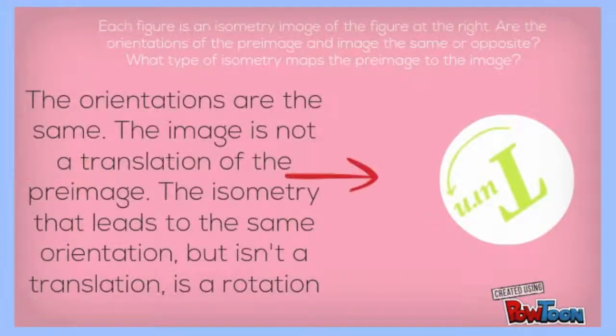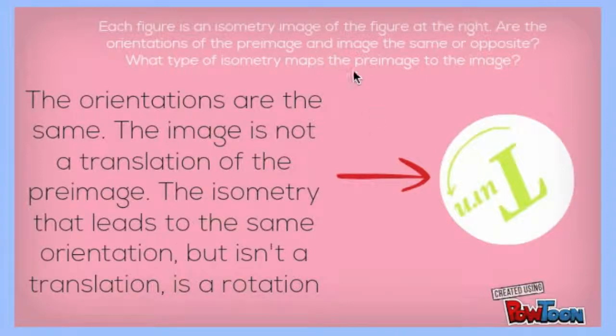So how do you figure out if the figure is an isometric image or not? Each figure is an isometry image of the figure at the right. Are the orientations of the pre-image and image the same or opposite? We're asking what type of isometry maps the pre-image to the image. The figure is over here, as you can see. The orientations are the same, and the image is not a translation of the pre-image because of the way it rotated. The isometry that leads to the same orientation but isn't a translation is called a rotation. A rotation is when the figure goes around either in a clockwise or anti-clockwise way according to the number of degrees per image.